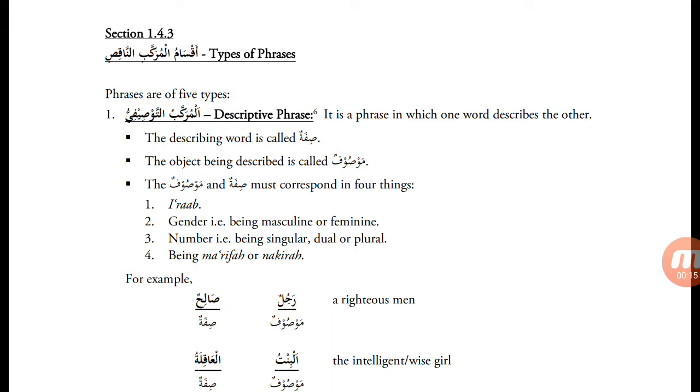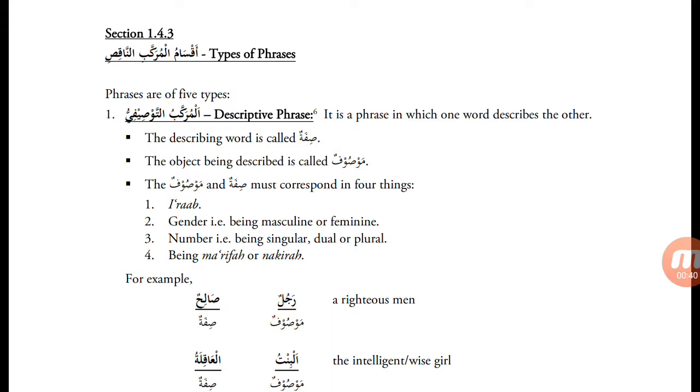Phrases are of 5 types. The first type is Al Murakkabu Tawsifi. A phrase is not a complete sentence, it is part of a sentence, a juz. The first type is a descriptive phrase, which is known as al-murakkabu tawsifi.